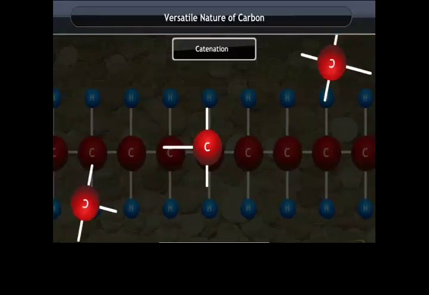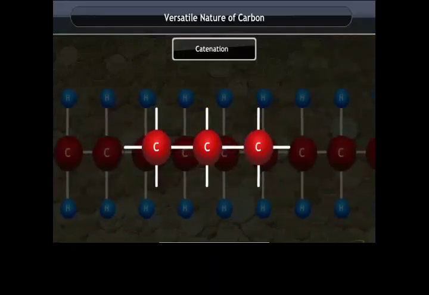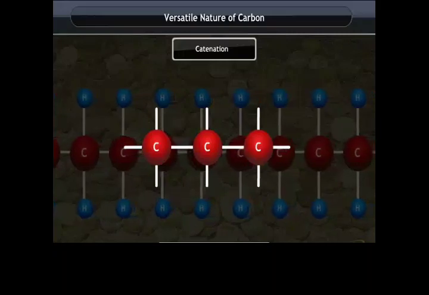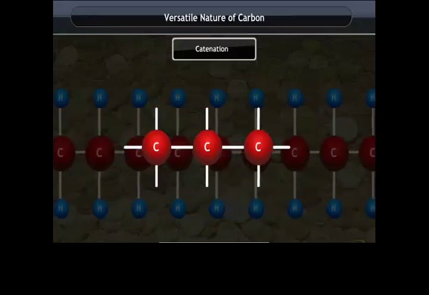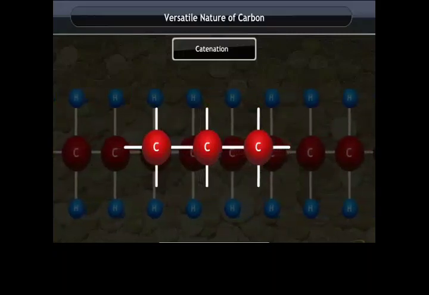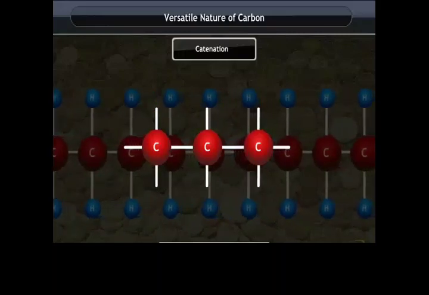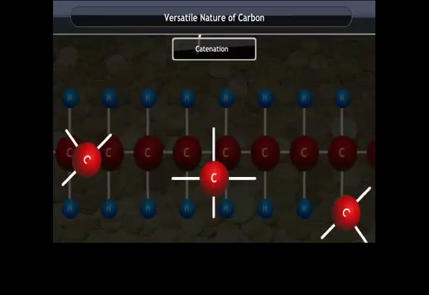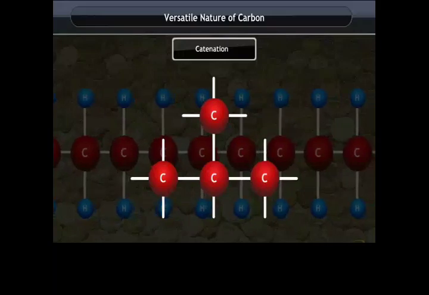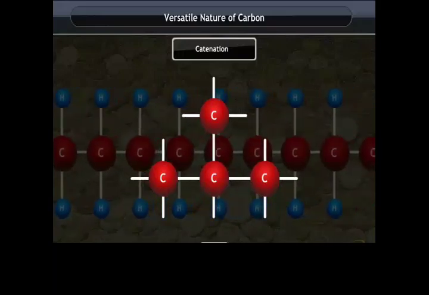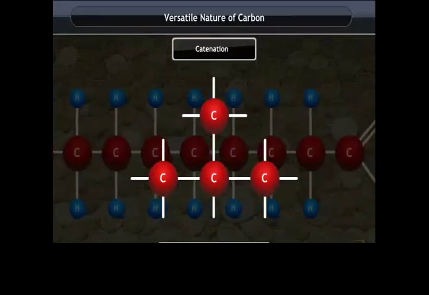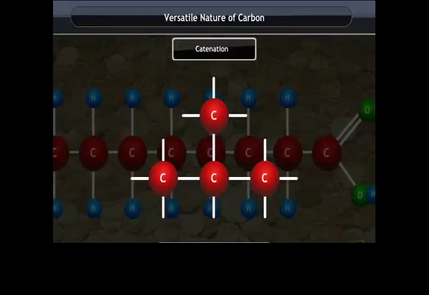Catenation. Carbon has the unique ability to form bonds with other atoms of carbon, giving rise to large molecules. This property is called catenation. Look here. Carbon atoms join together to form large molecules such as linear, branched and cyclic structures as shown here.